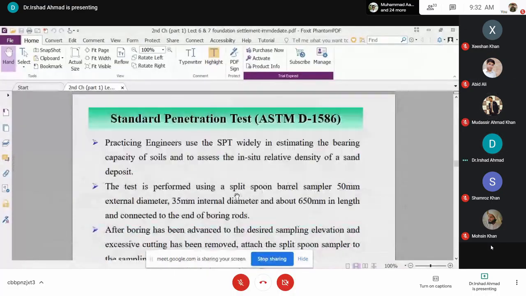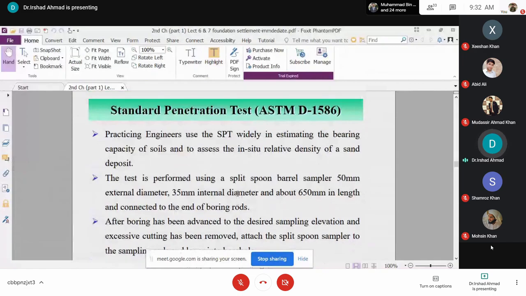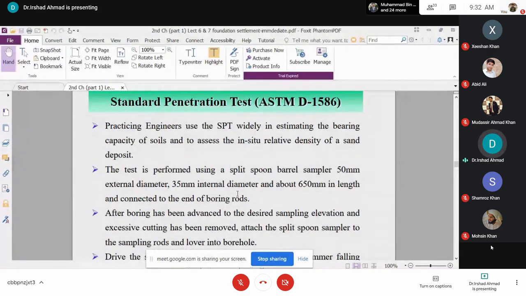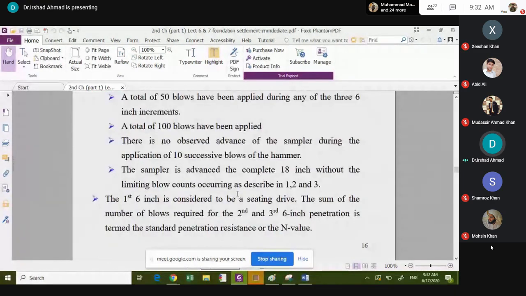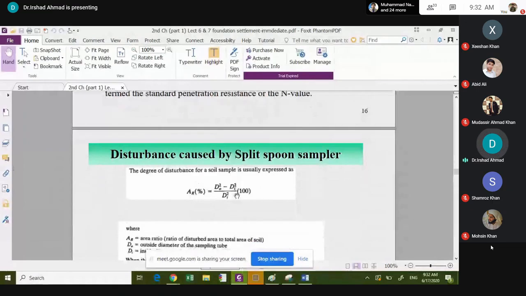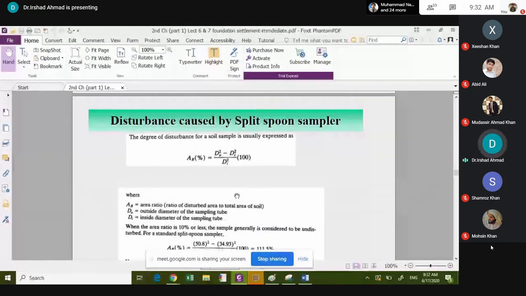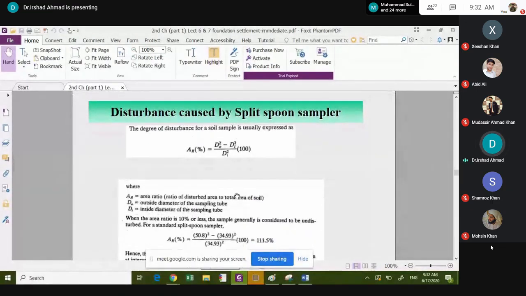Final term: standard penetration. I told you that one is the elastic method, the other is the standard penetration test method. You know about the standard penetration test, I would not explain it to you. You know all the procedure. You have done that, right? For SPT, we use a split spoon sampler. You know what is a split spoon sampler?